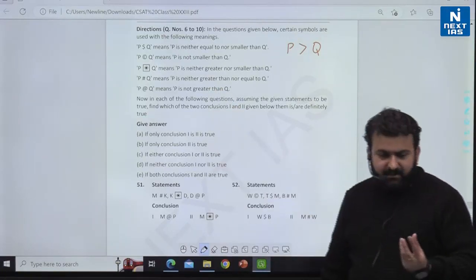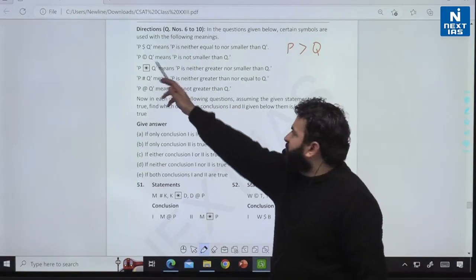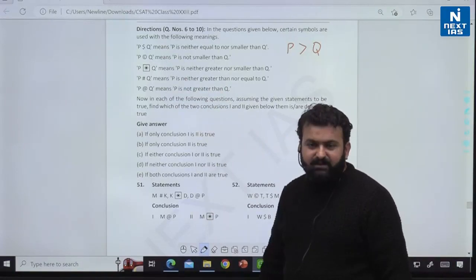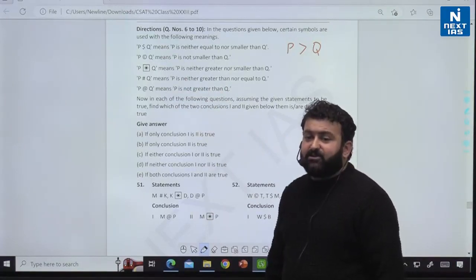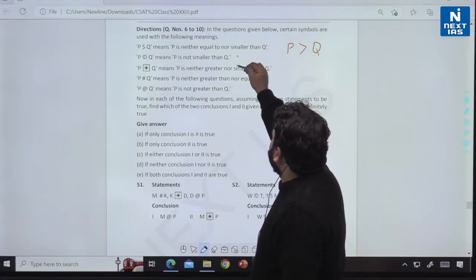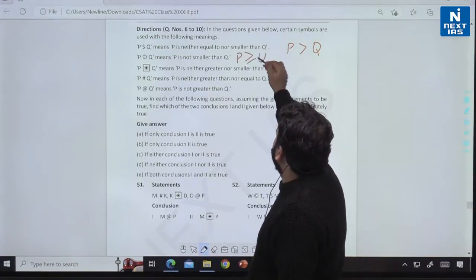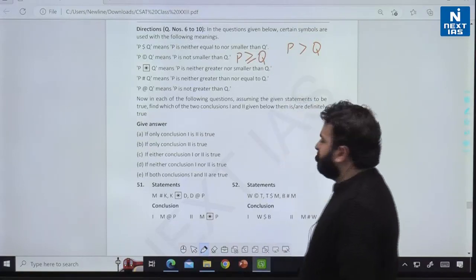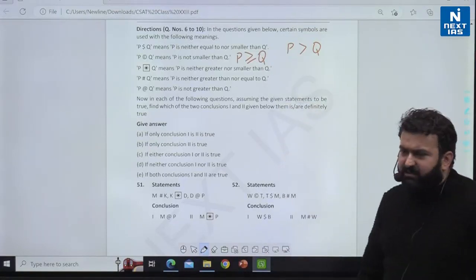P copyright Q. देखो, P copyright Q means what? P is not smaller than Q. If P is not smaller than Q, then P can be what? P can be greater than or equal to Q. P can be greater than or equal to Q.